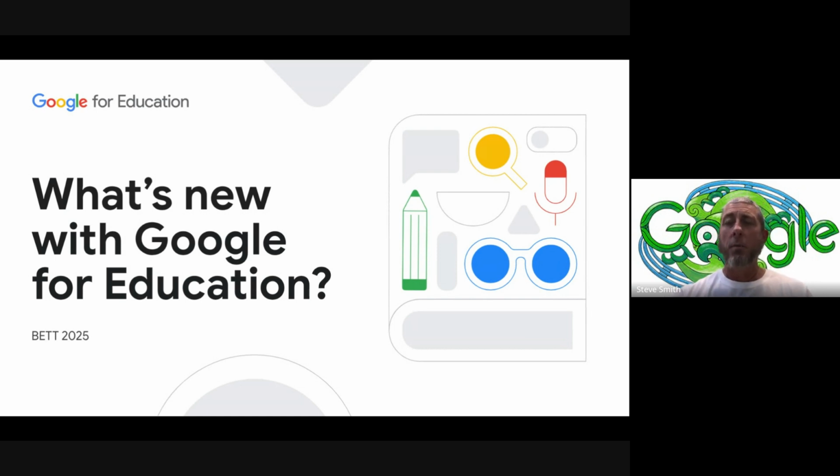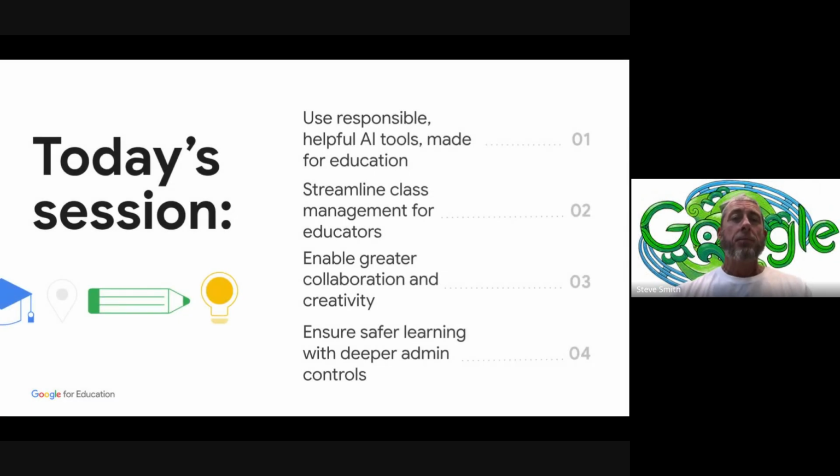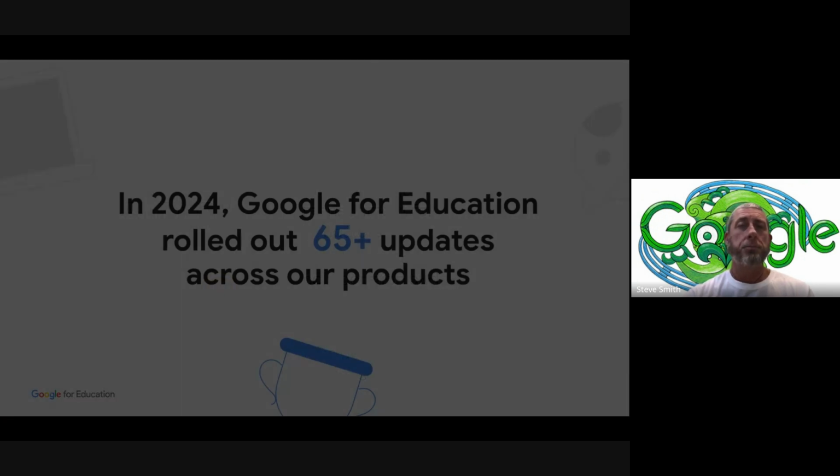So this comes from the announcements that have just come out of BETT over in London. So we are going to jump in and get started on today's session. So we're going to talk about a few areas of need for teachers, and we're going to have a look at our helpful AI tools. We're going to have a look at streamlining classroom management. We're going to look at greater collaboration, and then safer learning with some of those deeper admin controls.